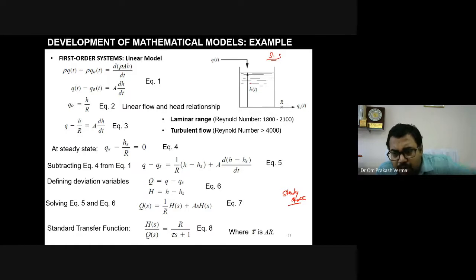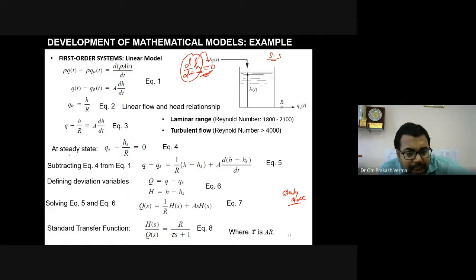Changing with time means what? d by dt is equal to 0. Yes or no? d by dt of something is equal to 0. And what is the accumulation here? Accumulation is happening in terms of the level. So dH by dt at the steady state becomes 0. There is no accumulation. Height becomes constant, and therefore the rate of change of height or level becomes 0.